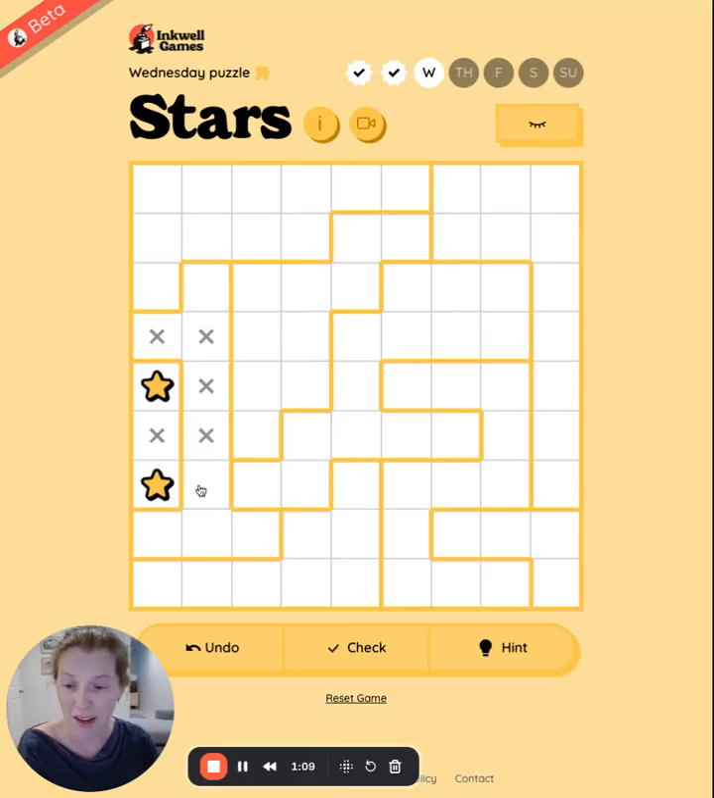And now look at this one. I couldn't put a star here for that same reason. It would be touching. It would be diagonally touching. And it'd be diagonally touching. So that really helps me start to narrow things out.